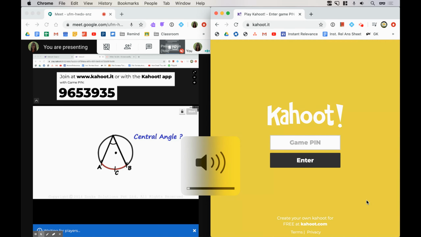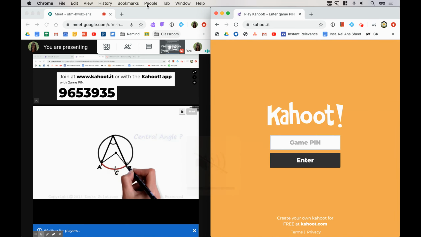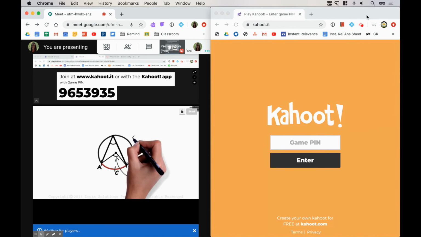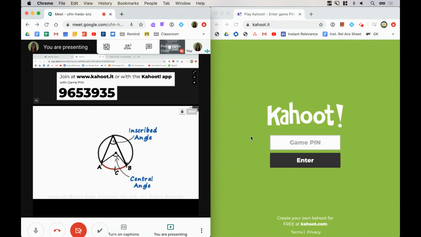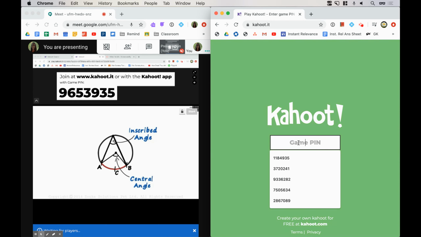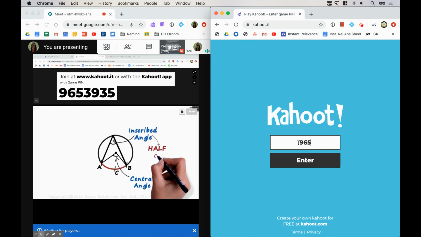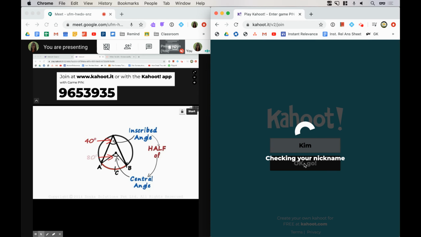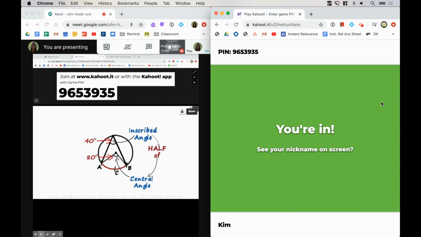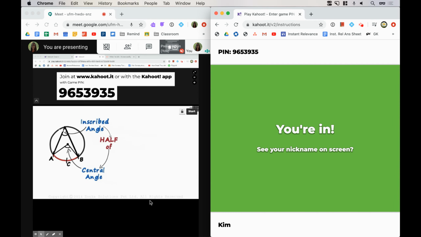So here's an example of the student screen. They have their Google Meet session on the left and their Kahoot game board at kahoot.it on the right. I like to begin my Kahoot sessions by playing a tutorial video so that no student is wasting their time. While the student is waiting for their classmates to sign on to Google Meet and to join the Kahoot game, they get to watch a tutorial video on the topic they're about to have a Kahoot game on.